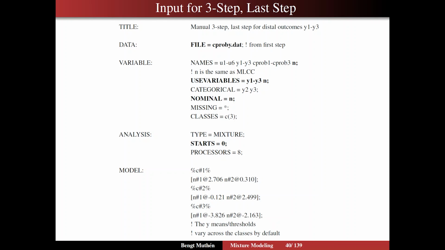Now the other variables on the use variable list, y1 through y3, their means for the continuous y or thresholds for the ordinal y2 and y3 vary across the classes by default. So they don't have to be mentioned. You could mention them within each latent class here, but they don't have to be mentioned.